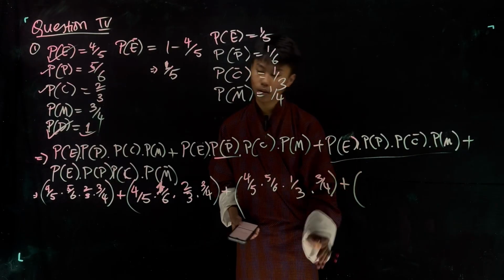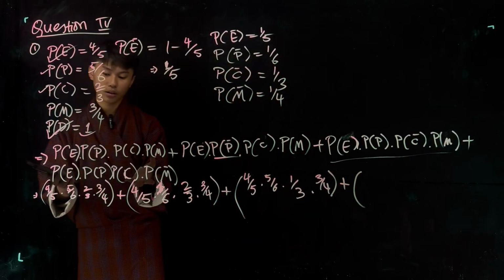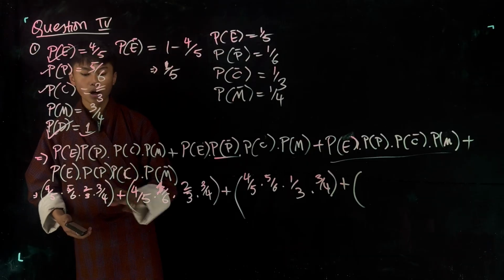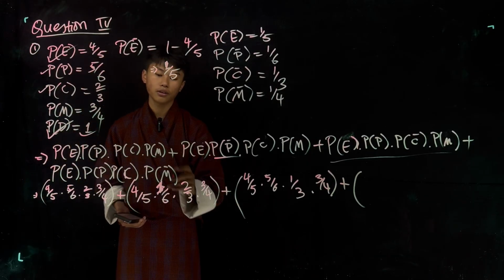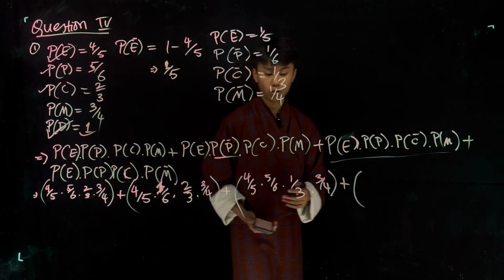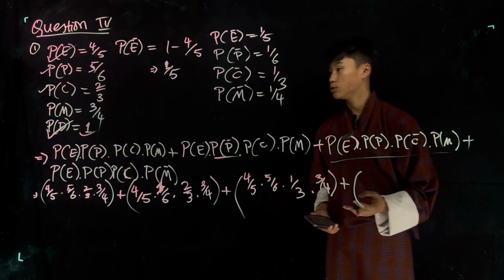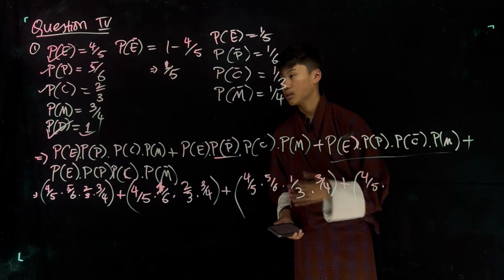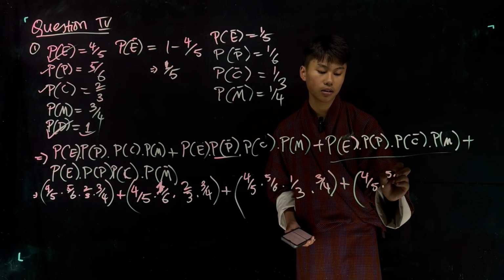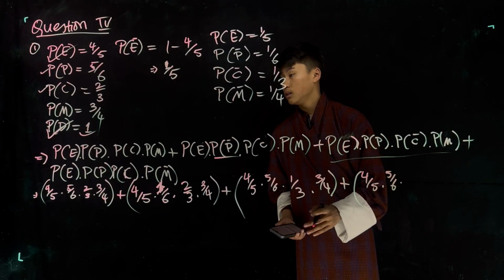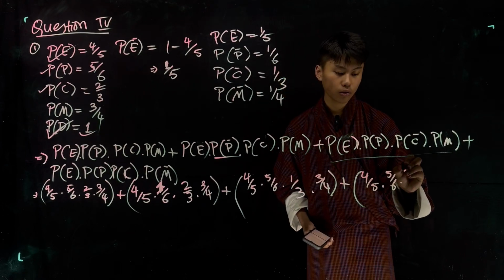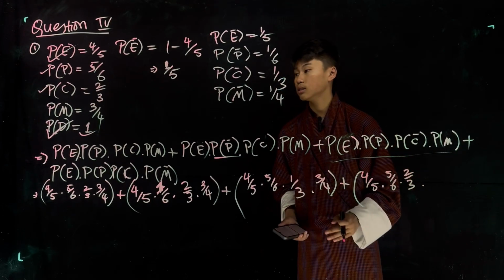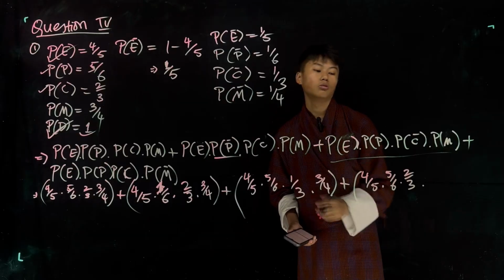Next, we have to account for this final scenario, where he passes in all of the subjects but fails in mathematics. So the probability of him passing in English would be 4 in 5. Probability of him passing in physics is 5 by 6. He passes in chemistry 2 out of 3 times, and he fails in mathematics 1 in 4 times.